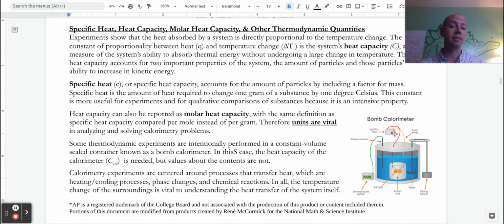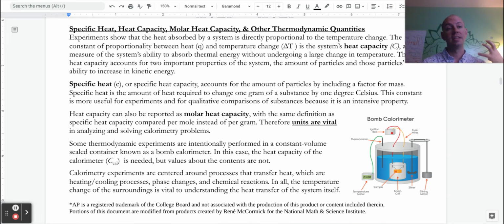One thing that is sometimes used for an experiment is a bomb calorimeter. In a bomb calorimeter, and I'm kind of jumping down here, in this case, we don't think about the mass of the chemical reacting because the calorimeter itself has a heat capacity. So we'll see we have specific heat, which we've already talked about, heat capacity, which is slightly different, and molar heat capacity. All of these are variations on the same thing.